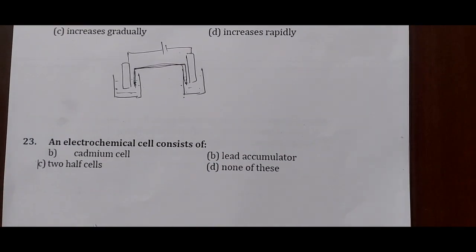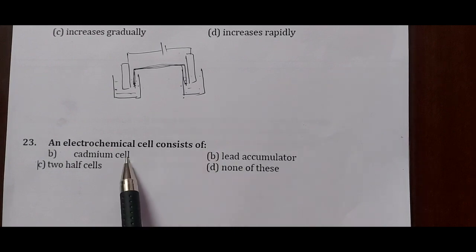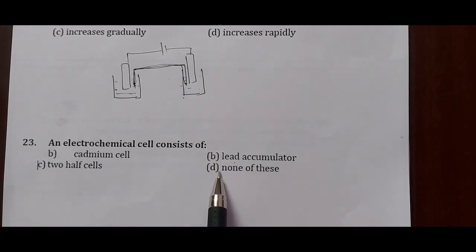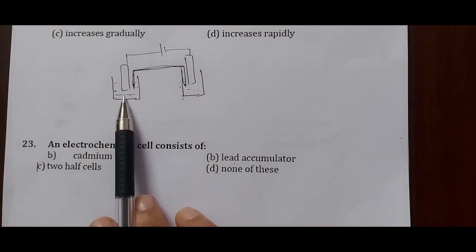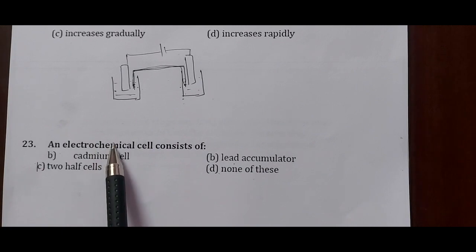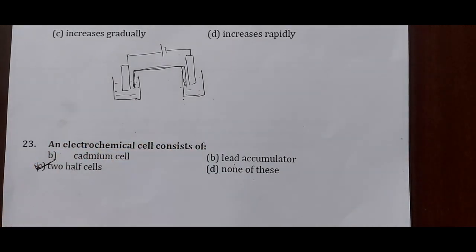Next, question number 23. An electrochemical cell consists of: cadmium cell, lead accumulator, two half cells, none of these. As represented above, two half cells connected by a salt bridge is an electrochemical cell. So here we can consider option C to be the correct answer.